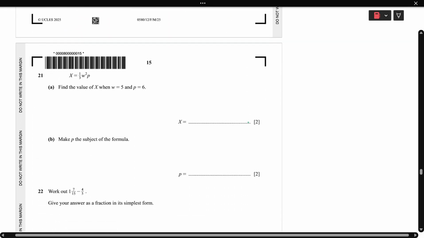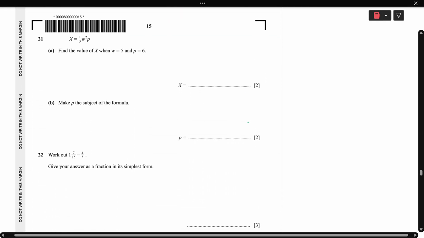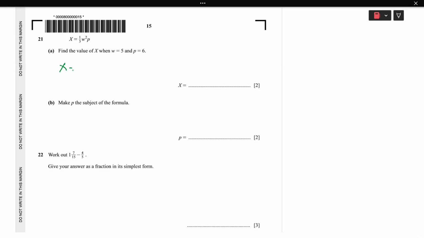Okay, so question number 21. x equal to 1 over 3 w square p. So here we need to substitute some values. So x equal to 1 over 3, the w is going to be 5 square times 6. So we can reduce this 3 and 6 to 2. 5 square is 25. 25 times 2 is going to be 50.